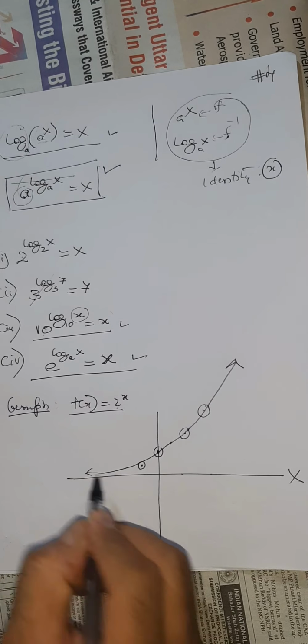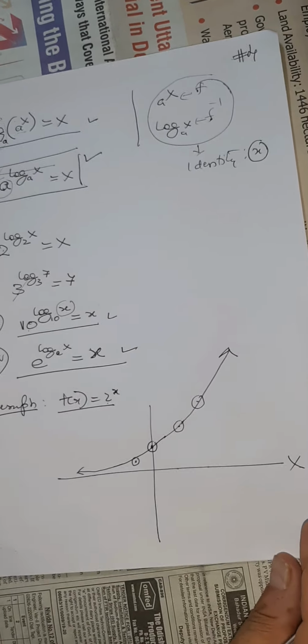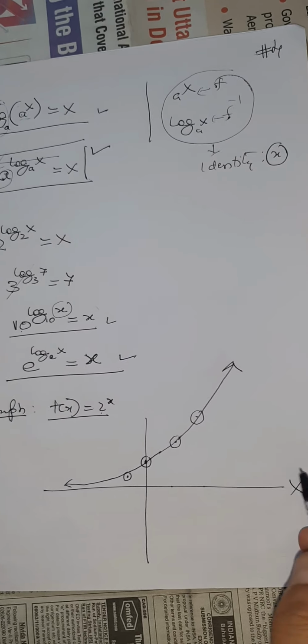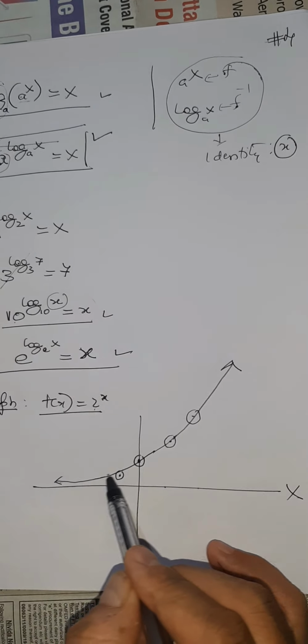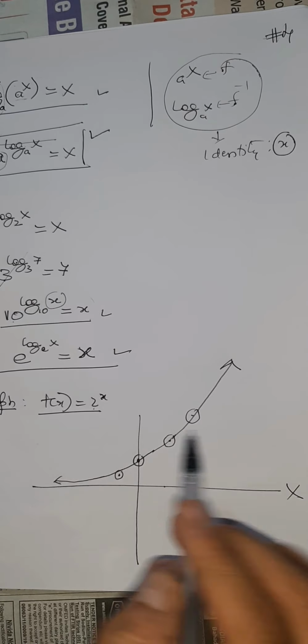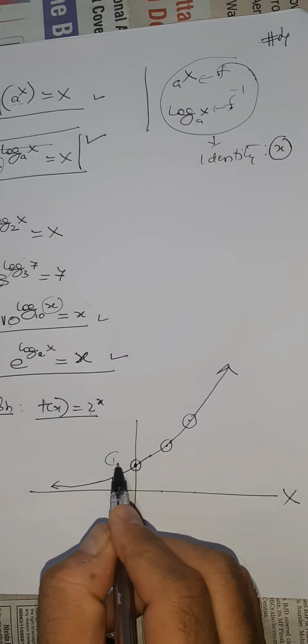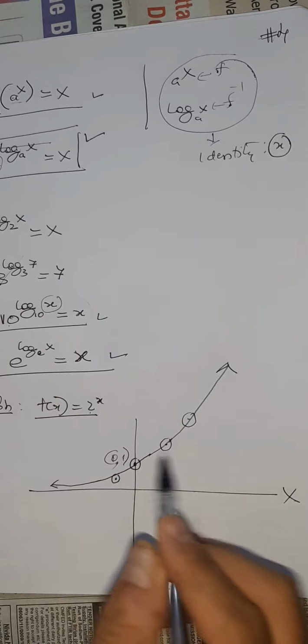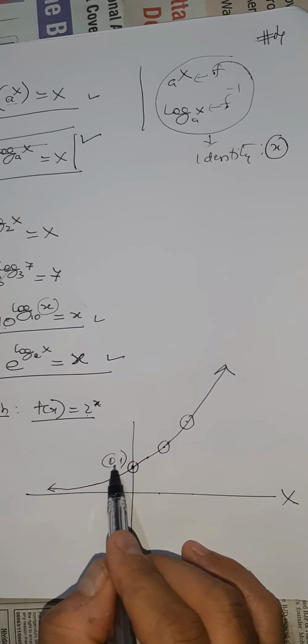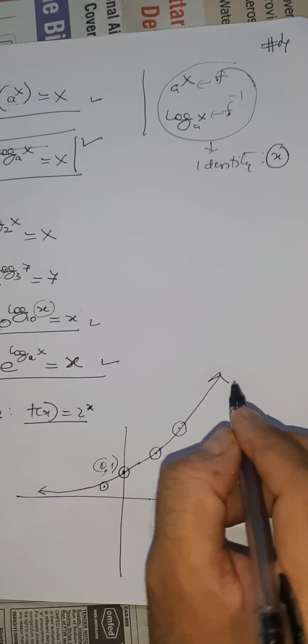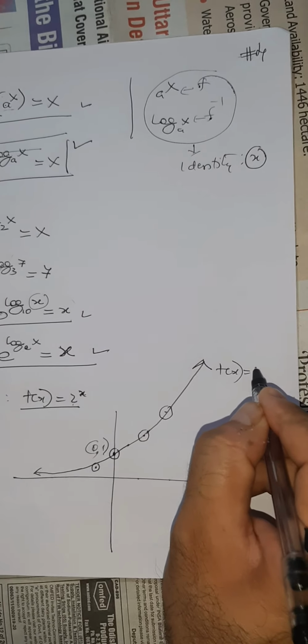It's a continuous graph. We already noted that the exponential and logarithmic functions are always continuous. So there is no break in the graph of this function. It passes through (0, 1). X is 0, then y is 1, remember. This is the graph of f(x) equals 2 raised to x.